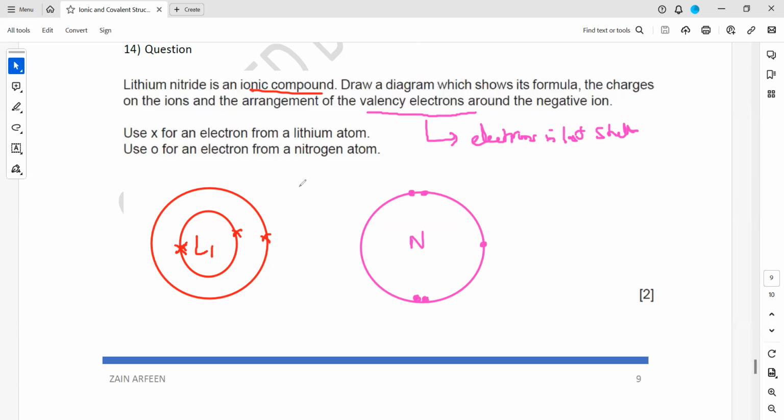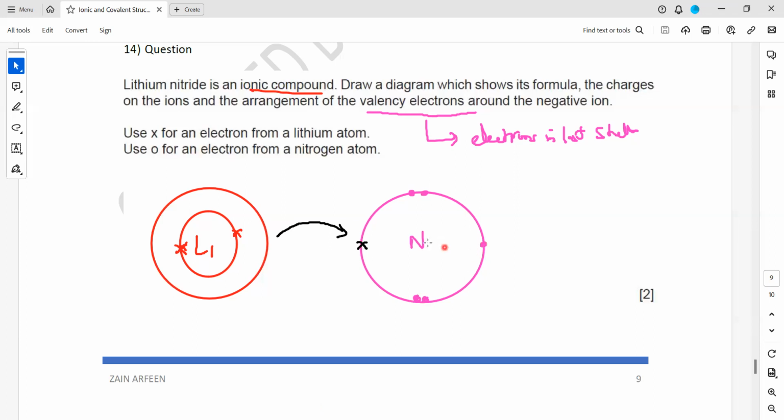Now, what happens in ionic bonding? The metal has a tendency to lose electrons, the non-metal gains. So lithium will lose an electron, and nitrogen will gain. The metal has a tendency to lose all its valence shell electrons. So this lithium lost one electron and nitrogen gained one, but it's not stable. Why is it not stable? Because to be stable, it must have 8 electrons in the outermost shell.